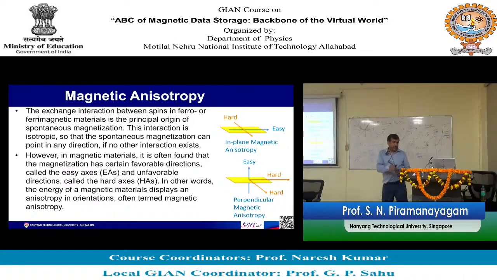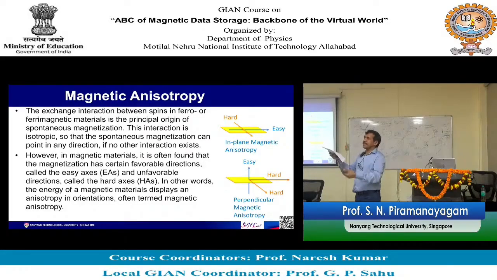For example, if I take a sheet of paper, imagine this is a magnetic material. I measure the magnetic property along this direction and along the direction towards you, and if the properties are different in the two directions, then we call it in plane magnetic anisotropy. So within this plane there are two directions. In one direction we have one set of properties, in another direction we have another set of properties, then we call it in plane magnetic anisotropy.